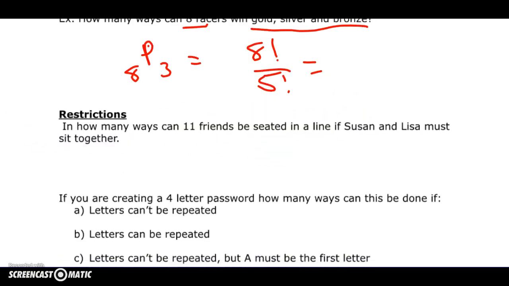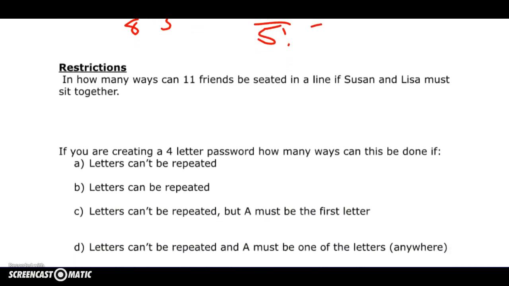Next up, restrictions. So let's look at this here. How many ways can 11 friends be seated in a line if Susan and Lisa must sit together? This is a great question. If you look at this question, I'm going to line up 11 people, so normally it's 11 factorial. And then you say, no, Susan and Lisa must sit together.